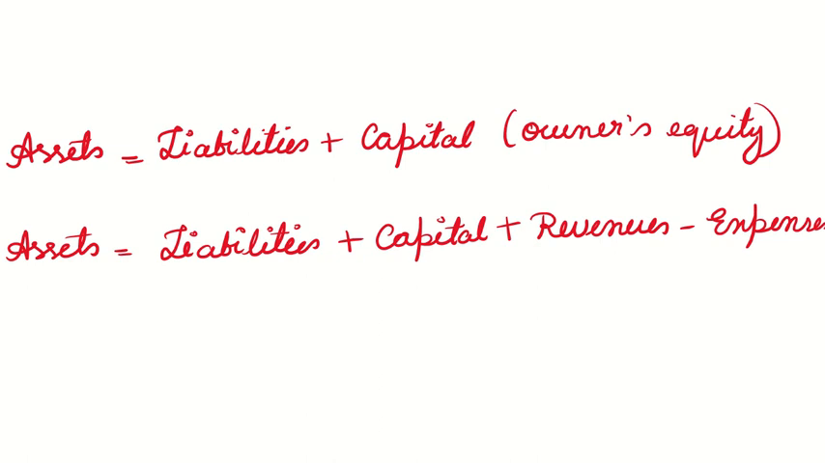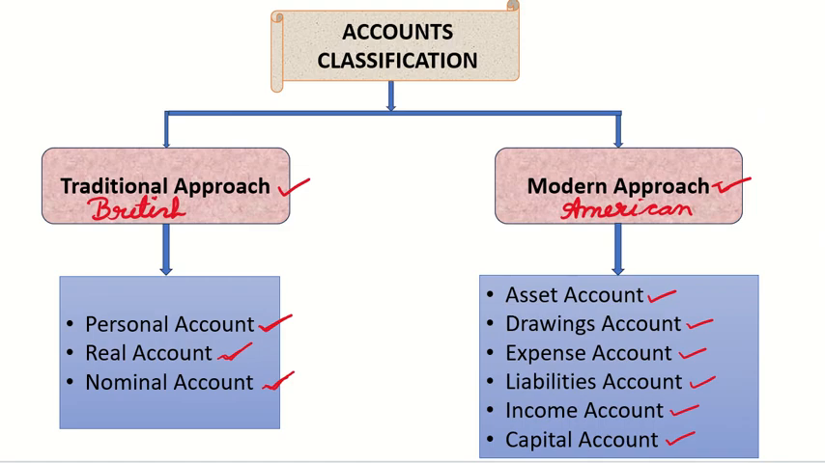Now this accounting equation should remain balanced every time. That is, assets should be equal to liabilities plus capital plus revenues minus expenses, because we know that each transaction has a dual aspect. Thus each transaction will affect both the debit side and the credit side. So we follow this accounting equation in the modern approach. Now we have six classifications here. First let's understand what each of these types means, and then the logic behind that, and then we'll find the rules of it.